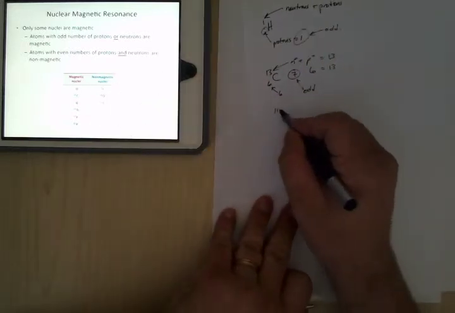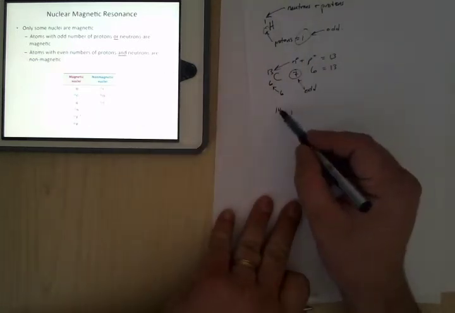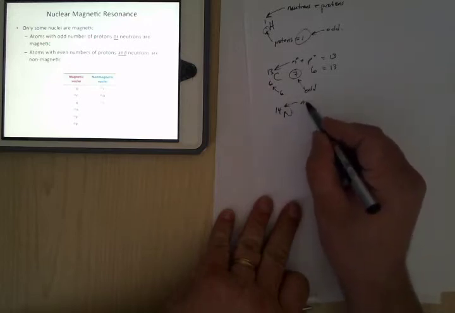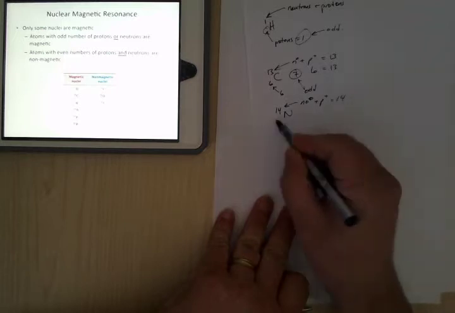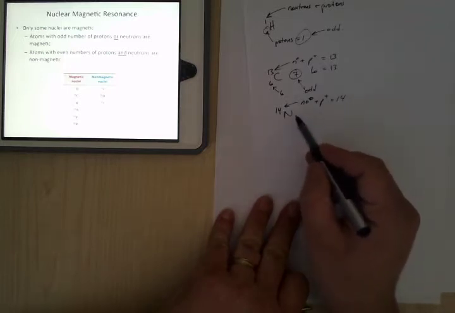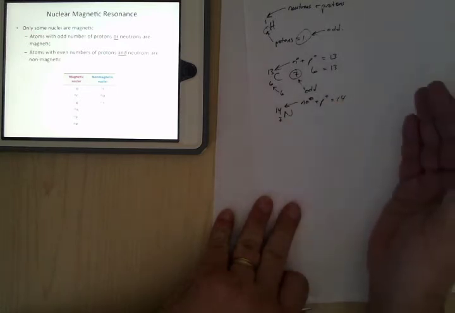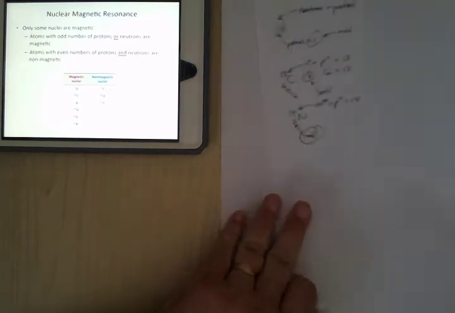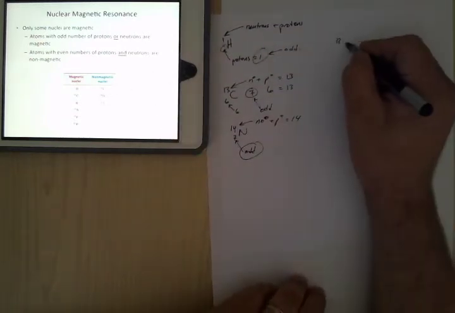So for nitrogen-14, neutrons plus protons equal 14. But how many protons does a nitrogen have? It has 7, because it's in the 7th position. So this is odd, and we don't have to worry about this. That's odd, so this is magnetic. No problem. But the problem is something like carbon-12.